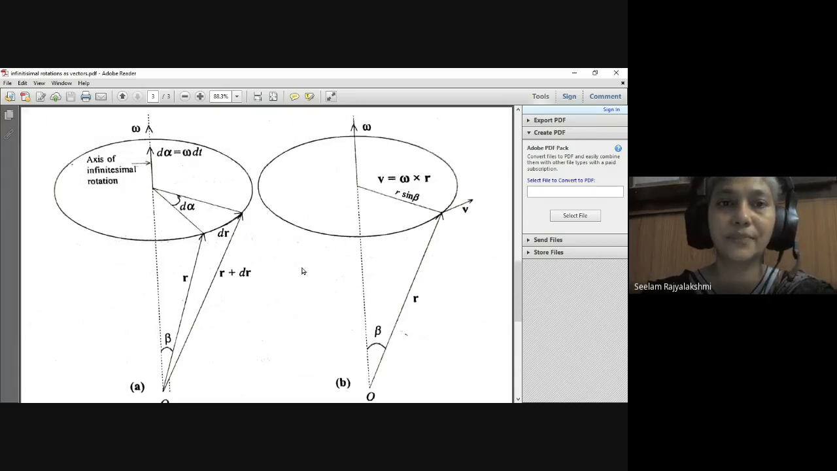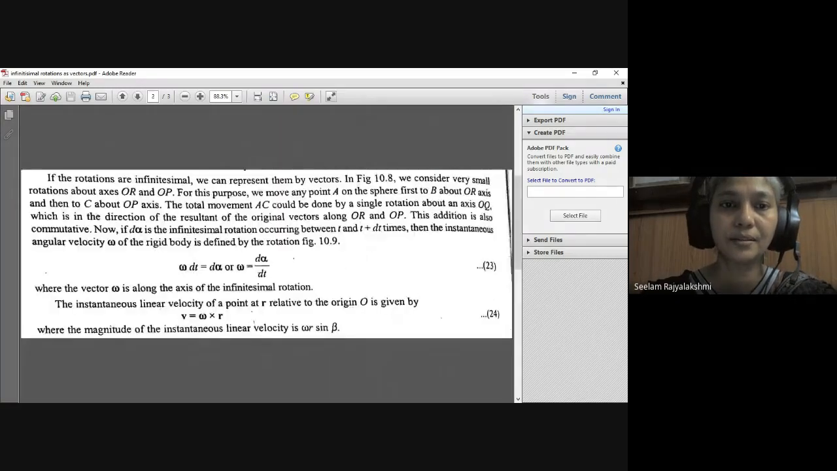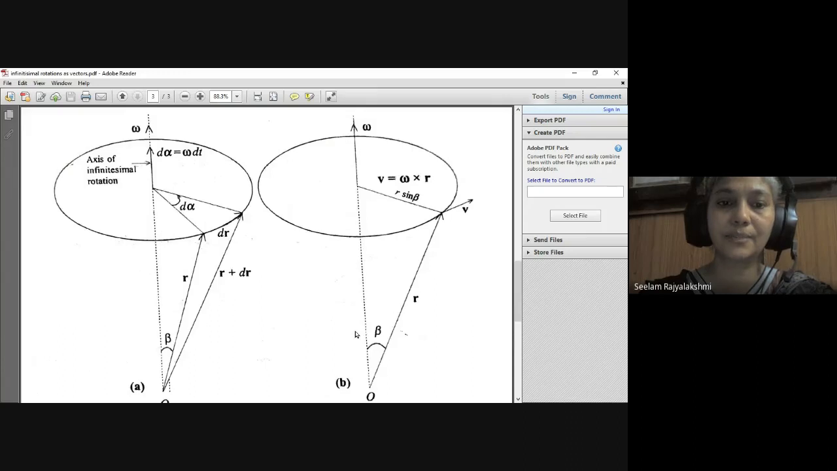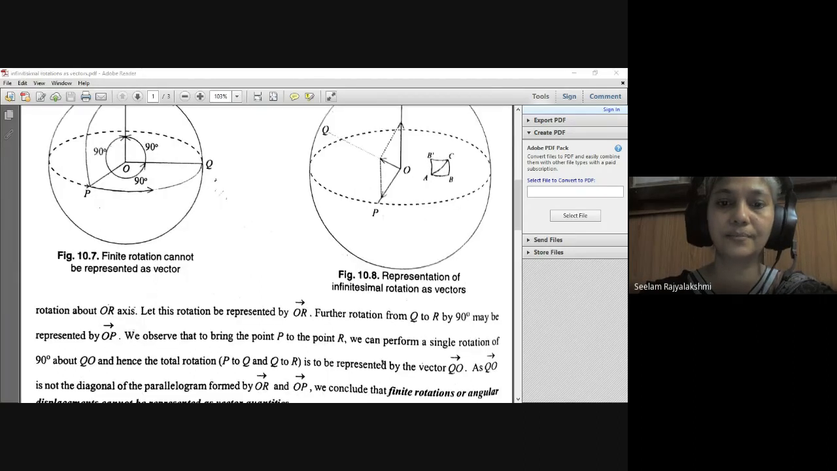By using this figure, omega dt equals d alpha, or omega equals d alpha by dt. Here the vector omega is along the axis of the infinitesimal rotation. So the instantaneous linear velocity of a point at r relative to the origin O is given by v equals omega cross r, where the magnitude of the instantaneous linear velocity is omega r sine beta. So this is about infinitesimal rotations as vectors. Thank you, children.